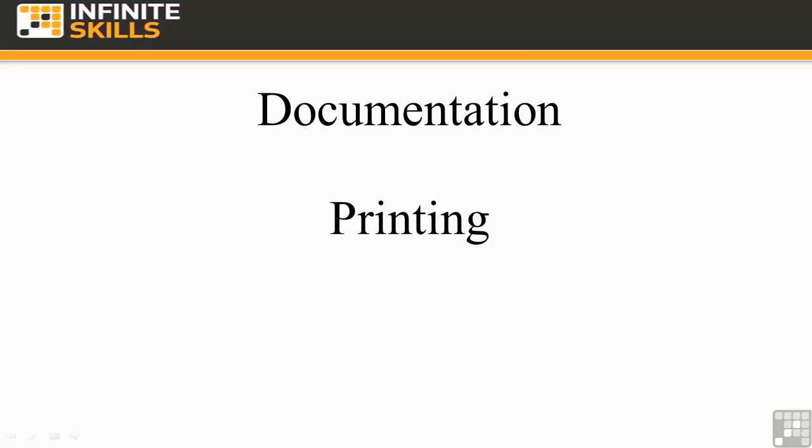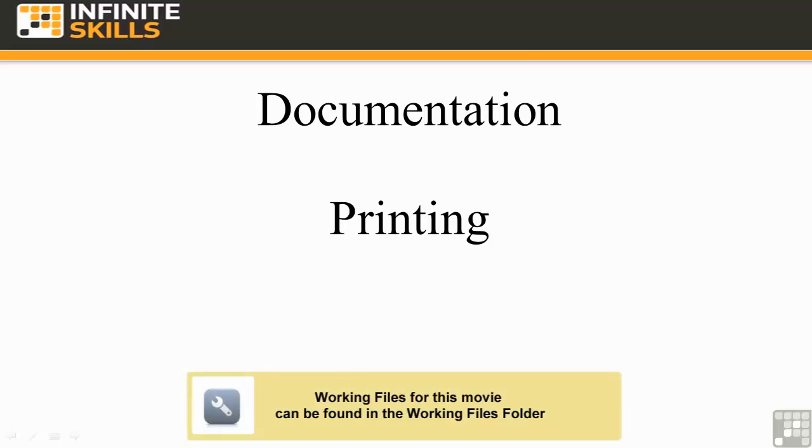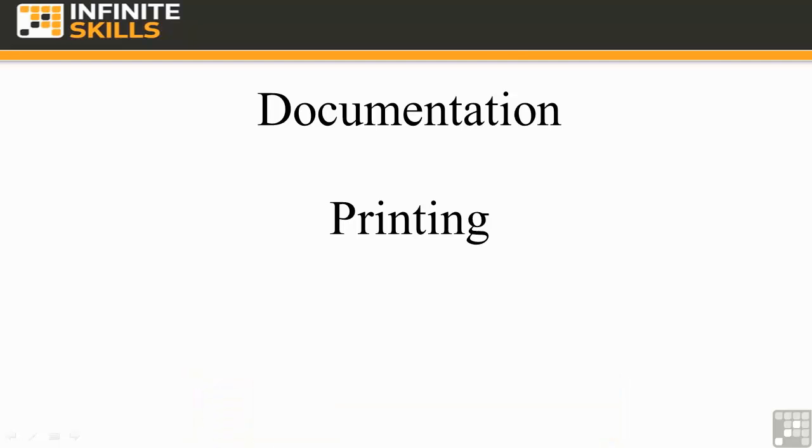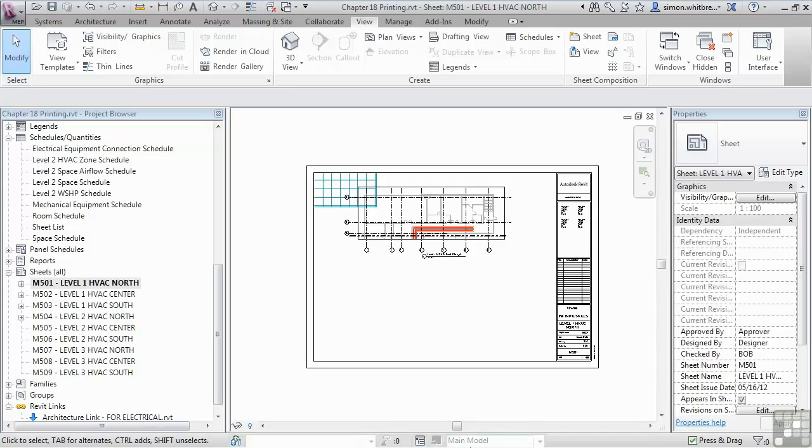From the Startup screen, click on Open, browse to your Chapter 18 folder, and open the file Chapter 18 Printing. In the project browser, scroll down until you find sheet M501, Level 1 HVAC North. In this exercise, we're going to look at how we create output, that is, print to a sheet of paper, and some of the options that are available for you.